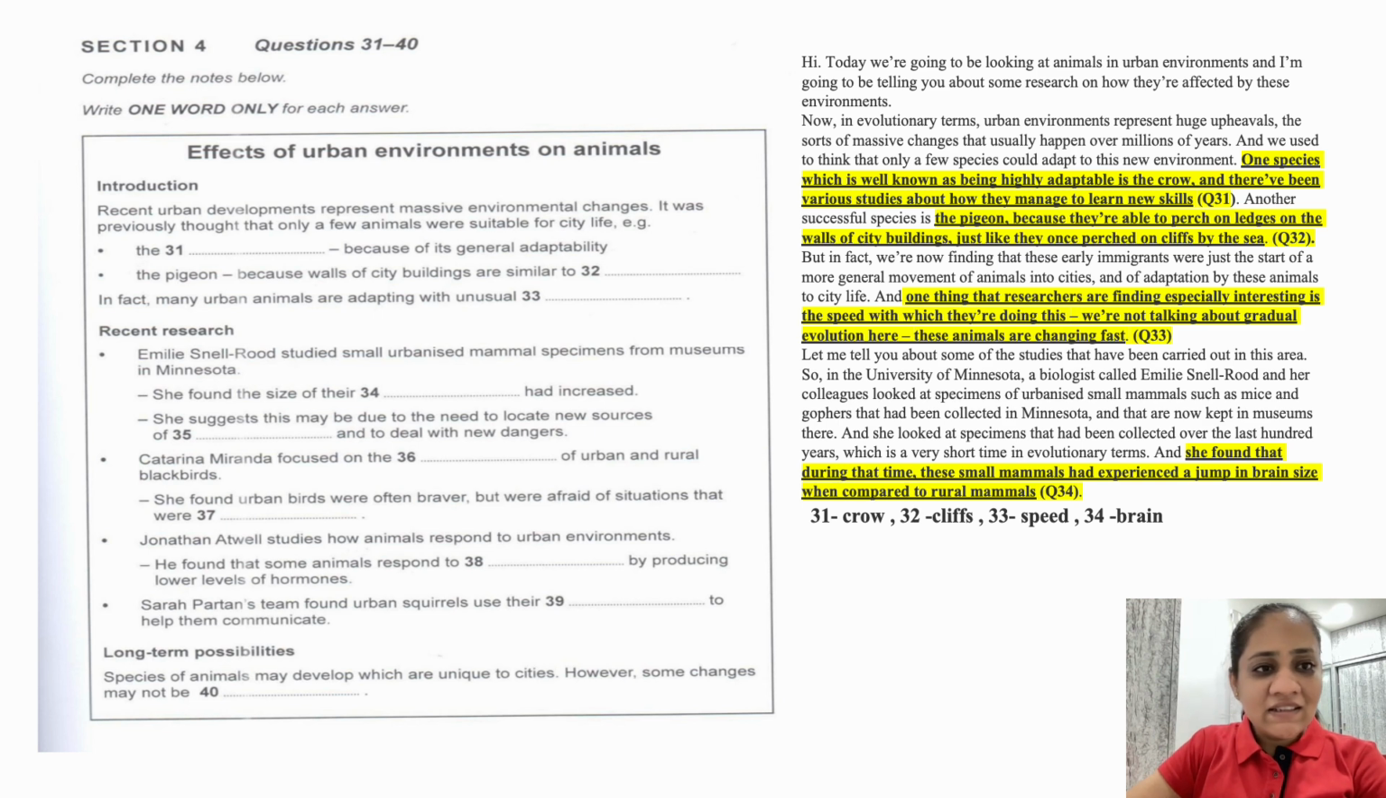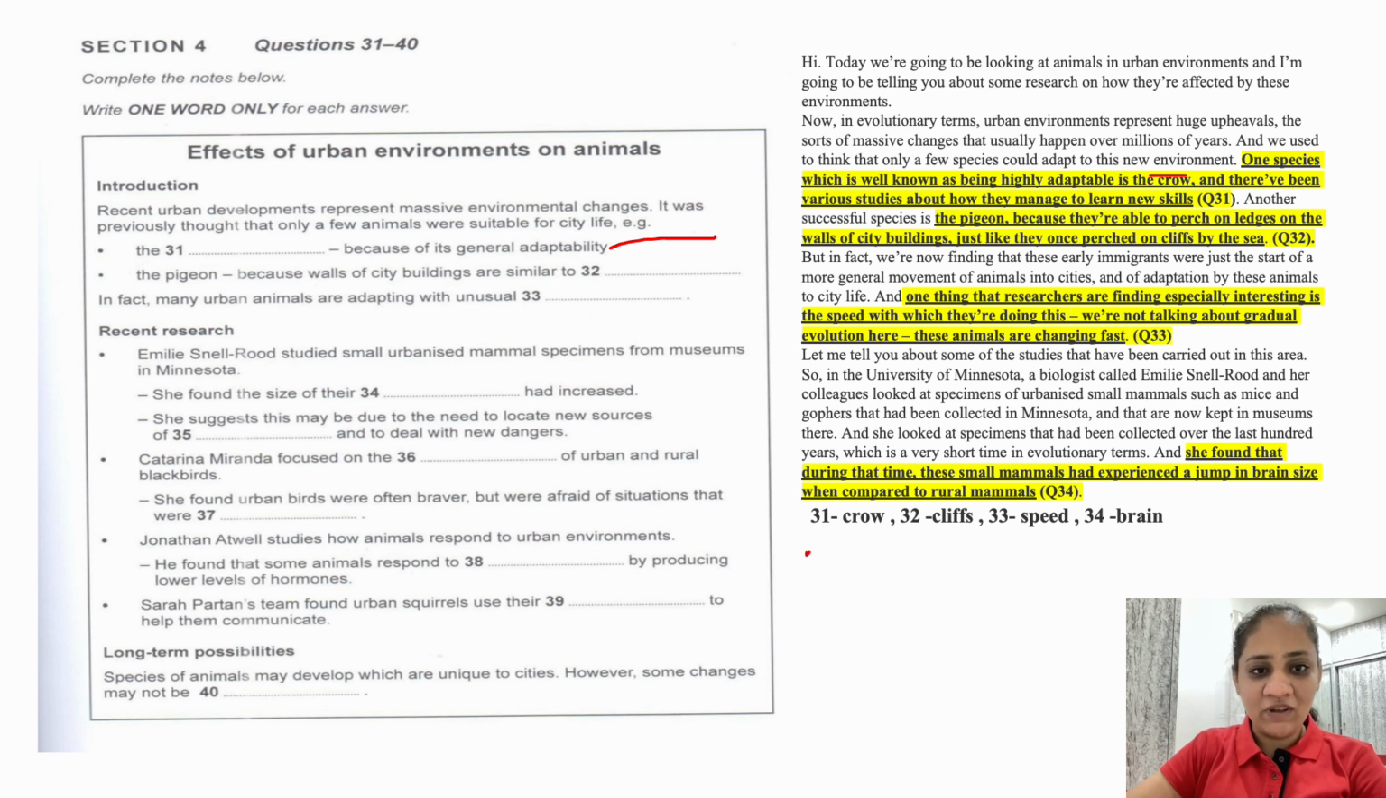So for this number 31, you have to focus on the general adaptability of an animal or the name of the person. So here they have written that one species which is well known as being highly adaptable is the crow. So crow is the answer, right?